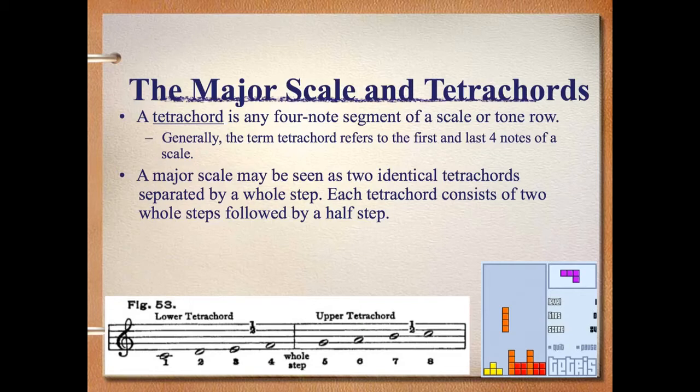Whole step, half step. When you have 2 tetrachords connected by a whole step in the middle, that creates the notes for the major scale. Any 4-note segment of a scale or tone row, and when we are talking about the major tetrachord, we are talking about the whole step, half step relationship.